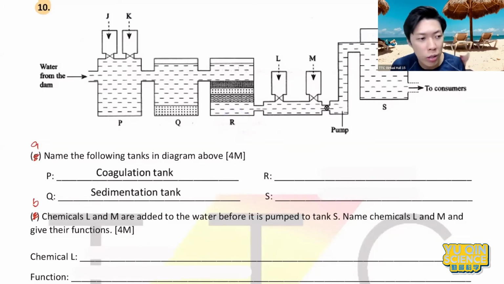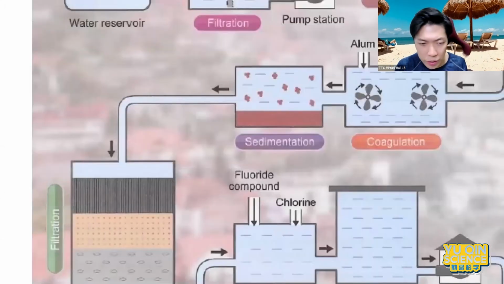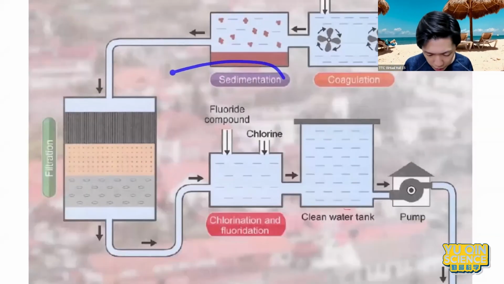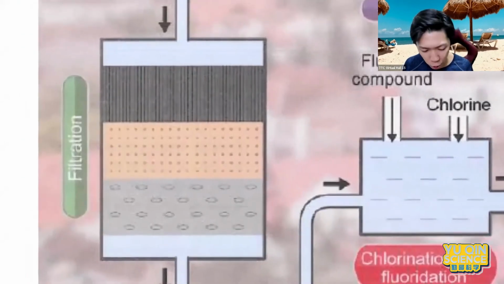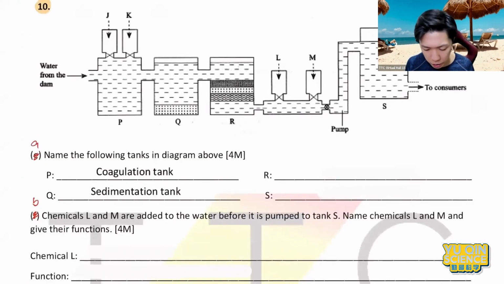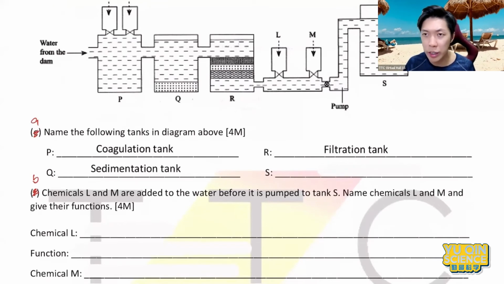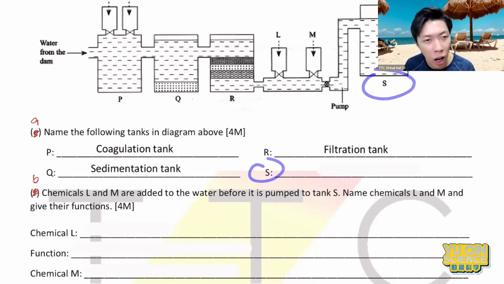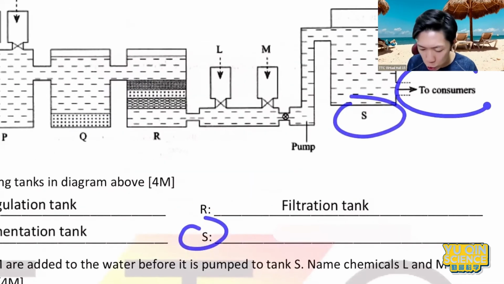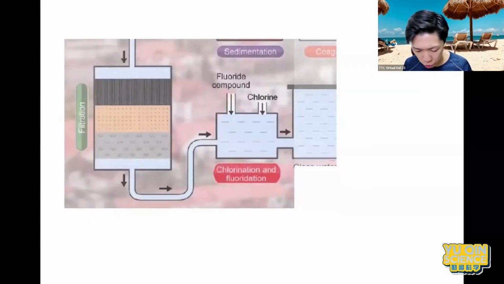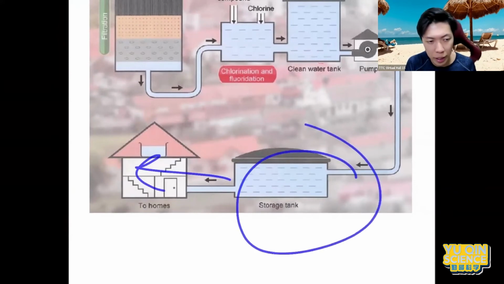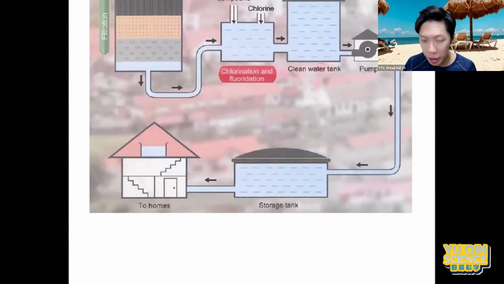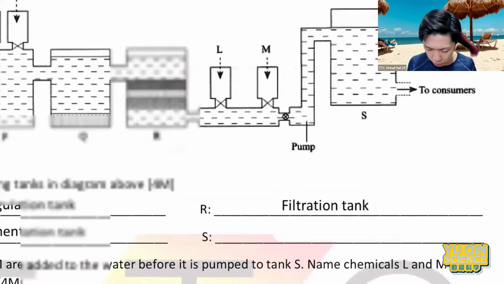R, a lot of layers though. Layers after sedimentation. Filtration again. That's a lot of layers of sand to filter away the dirty things. So filtration tank. Why suddenly skip to consumer? The last tank to consumer, your house. So the last tank is called the storage tank. Okay, and so there you go, storage tank.